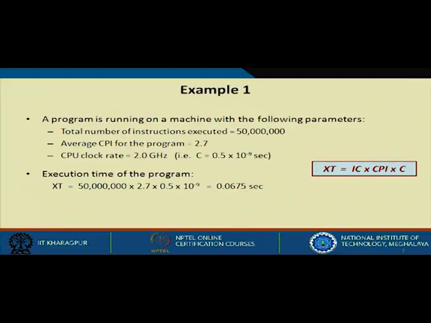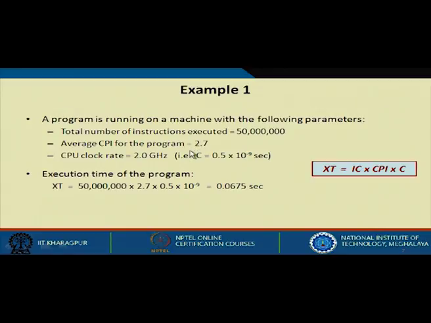Now, let us take another example. I say a program is running on a machine with the following parameters. I give you the total number of instructions, this is your IC, and the average CPI for the program.